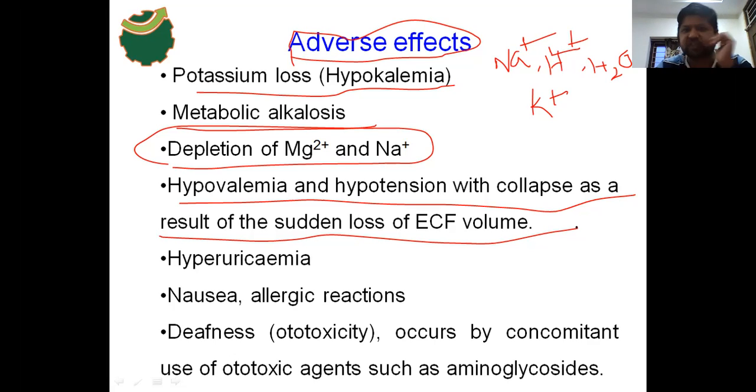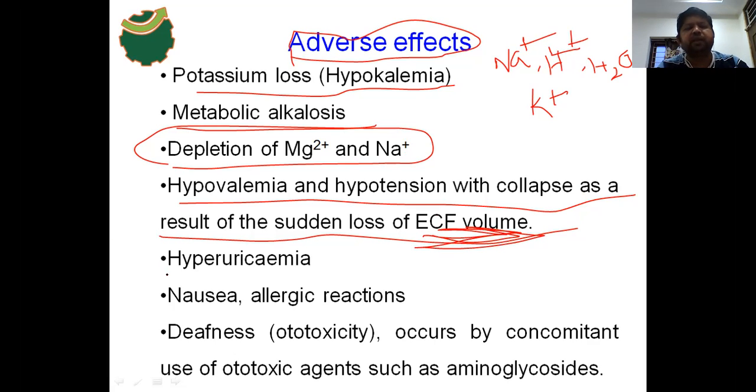That is what we call shock, cardiogenic shock or vascular shock, where the cardiovascular system fails to supply enough oxygen and nutrients to the tissues because of low blood volume. And that's why there is a sudden loss of extracellular fluid volume. There is a fall of ECM, and as a result, that might lead to even coma. The person may enter into coma, or there may be chances of cardiac arrest.